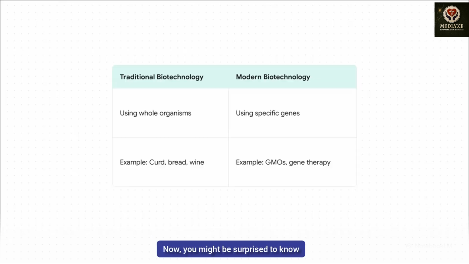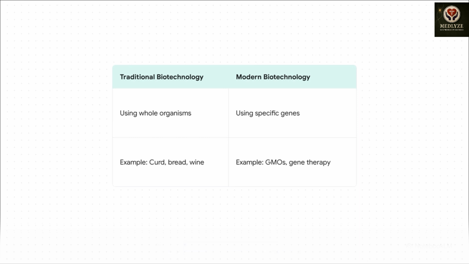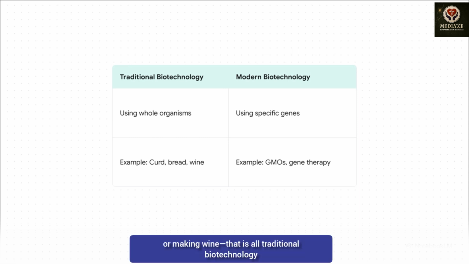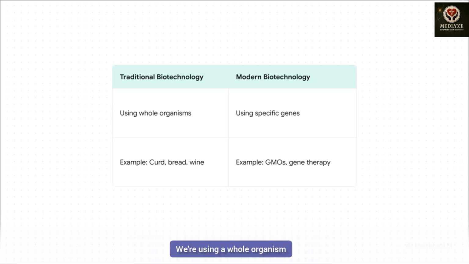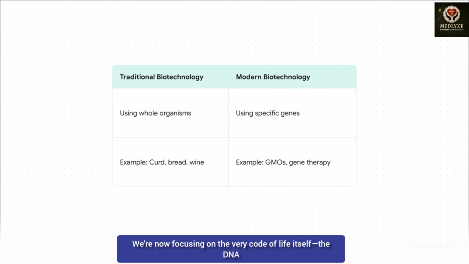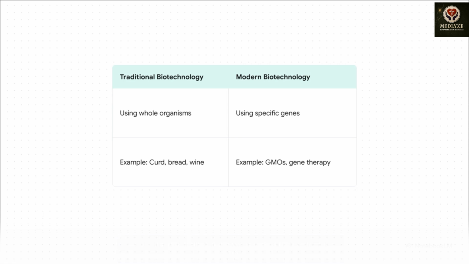Now, you might be surprised to know that this idea isn't new at all. We've been doing this for centuries. Making curd from milk, or baking bread, or making wine. That is all traditional biotechnology. We're using a whole organism, like bacteria or yeast. But modern biotechnology, which is our focus today, is much, much more precise. We're now focusing on the very code of life itself, the DNA.